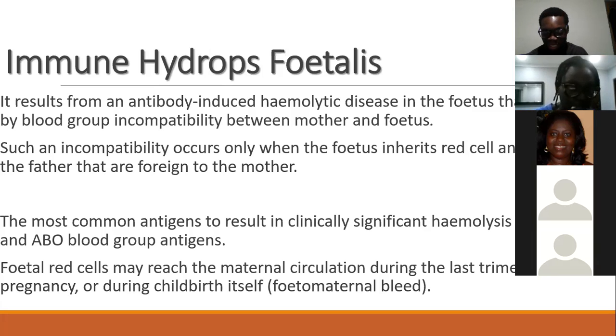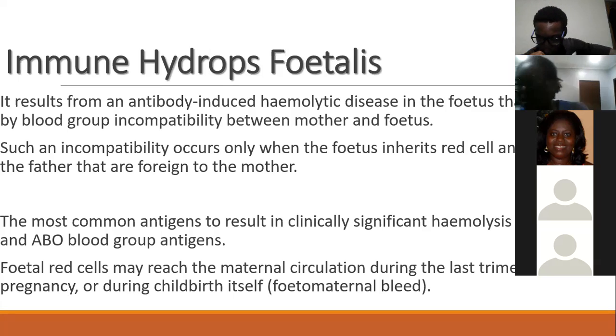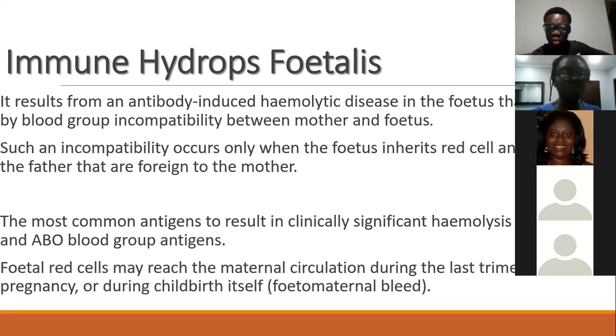Okay. So we have the ABO blood group system, whereby we have blood group A, blood group B, blood group AB, and blood group O. Then we also have the rhesus system, which is rhesus positive and rhesus negative. So the two combined will give you maybe blood group A positive or negative, blood group B positive or negative, blood group AB positive or negative, and blood group O positive or negative. So there can be incompatibility between the mother's blood group and the baby's blood.